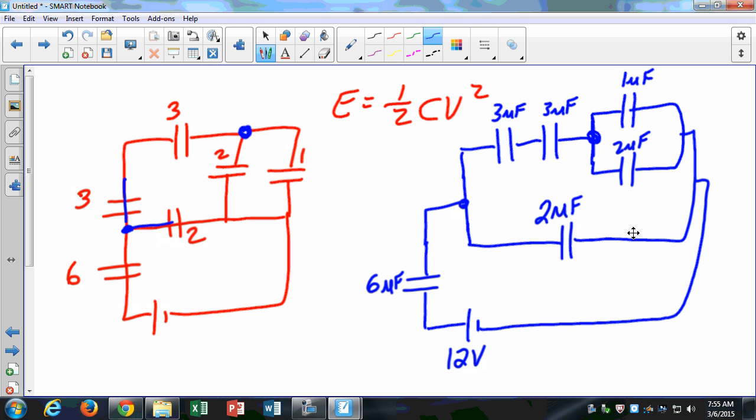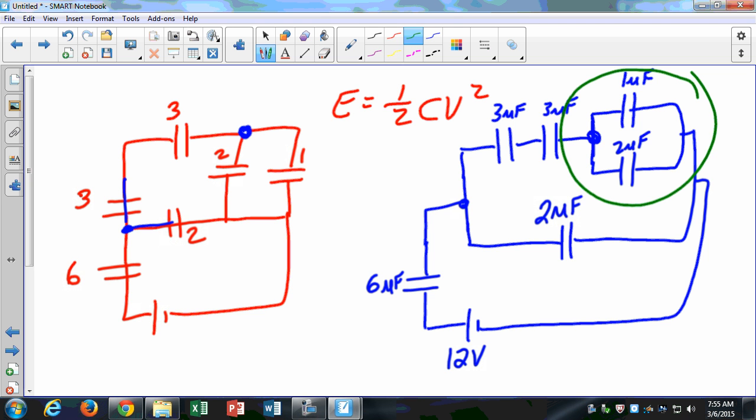All right, now I would want to find the equivalent. Which part of this circuit am I going to start with? Right, I'm going to start with the 1 and the 2 in parallel. 1 plus 2 equals 3. So 1 plus 2 here is equal to 3. And I have a 3, a 3, and a 3. That whole thing is 1 over 3 plus 1 over 3 plus 1 over 3.